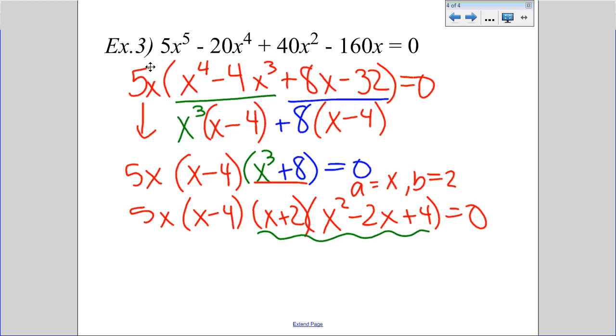The 5x came from our greatest common factor, correct? X minus 4 came from here. X cubed plus 8 gave us an A value of x and 2. This is the sum of cubes, guys. I've memorized the formula. It's not a minus, it's plus.